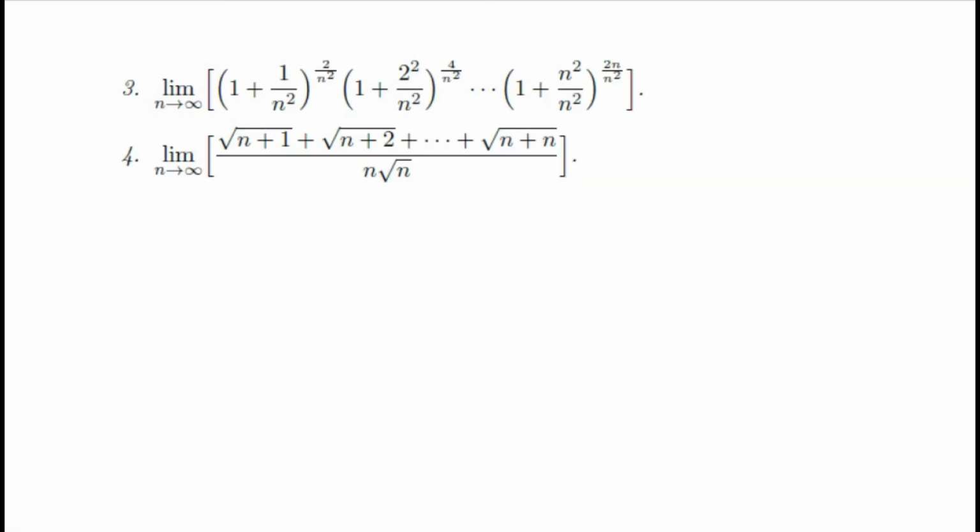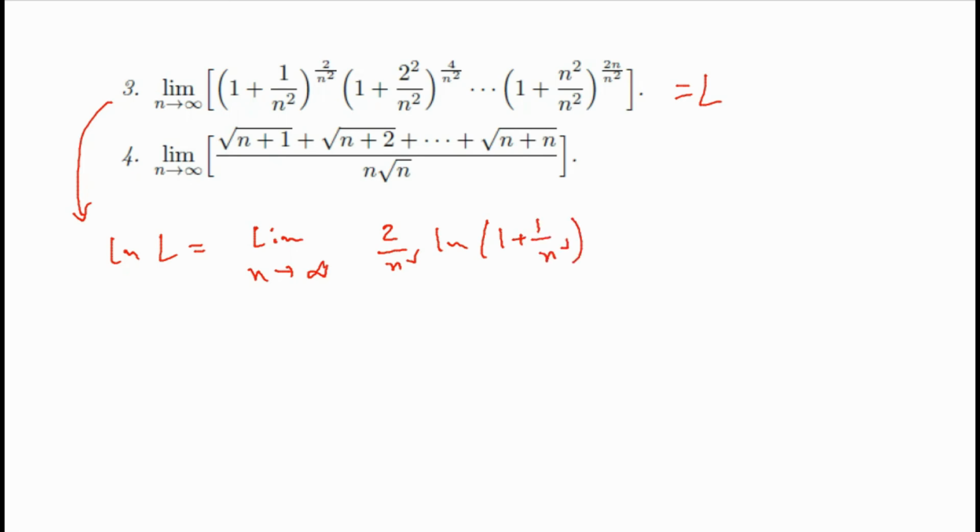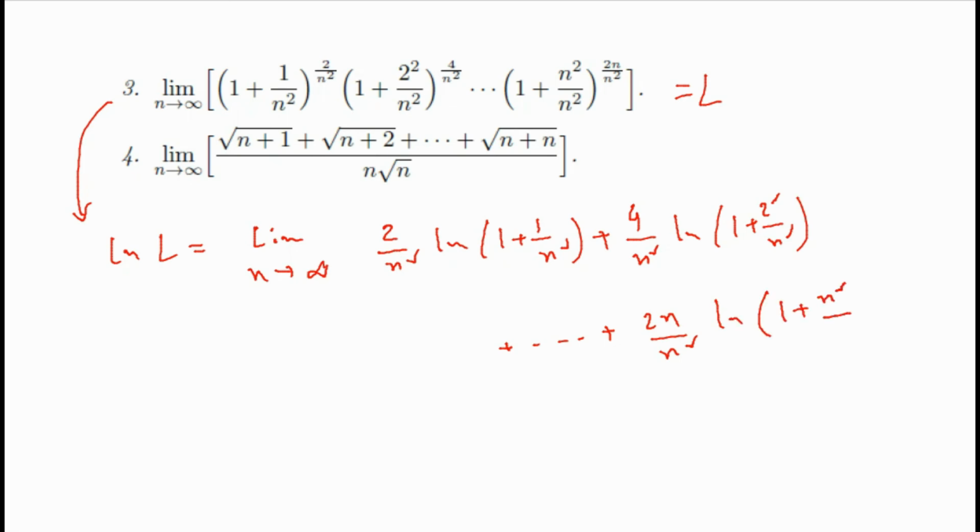For problem number 3, it is also similar. Here we will take L equal to these limits. So ln L equals limit n tends to infinity 2 by n square ln of 1 plus 1 by n square, plus 4 by n square ln of 1 plus 2 square by n square, plus dot dot dot, 2n by n square ln of 1 plus n square by n square.